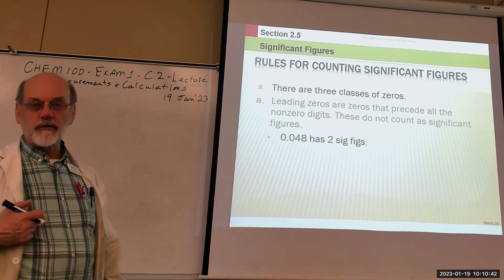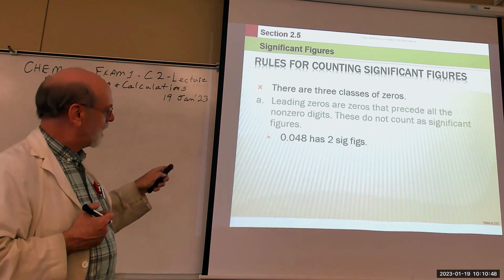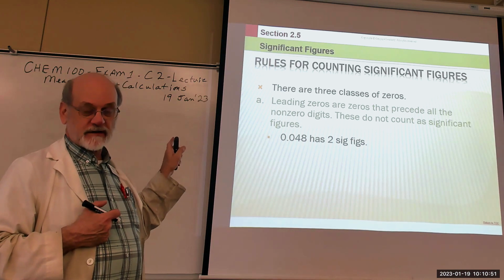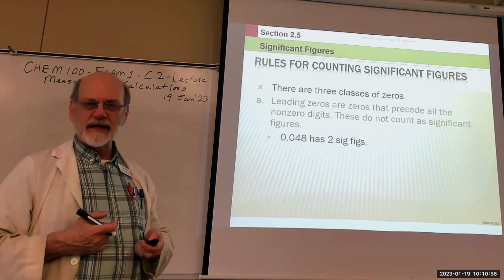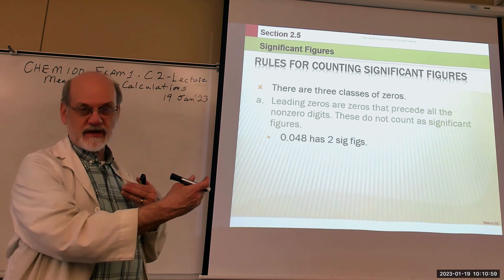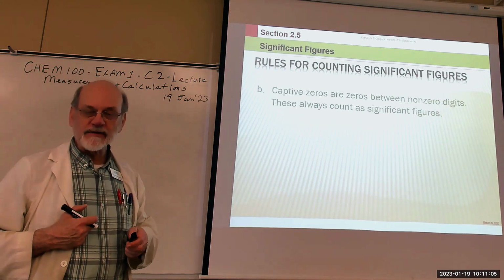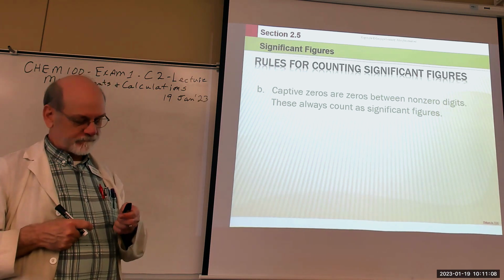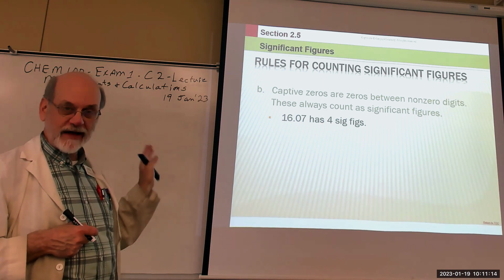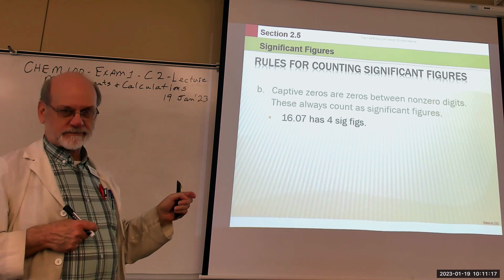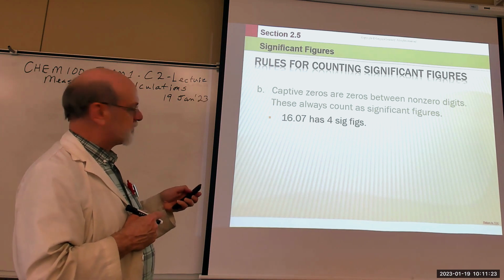Example, 0.048. And notice that decimal is bracketed. We didn't orphan it. But those zeros to the left are not significant. So this number only has 2 significant figures. Okay, move to the right. Let's say we put a 0 between 2 non-zero numbers. Right? Those are captive zeros. Those captive zeros are significant. So that 0 is significant. It's bounded on both sides by non-zero numbers. It has to be significant. Otherwise, the number changes.